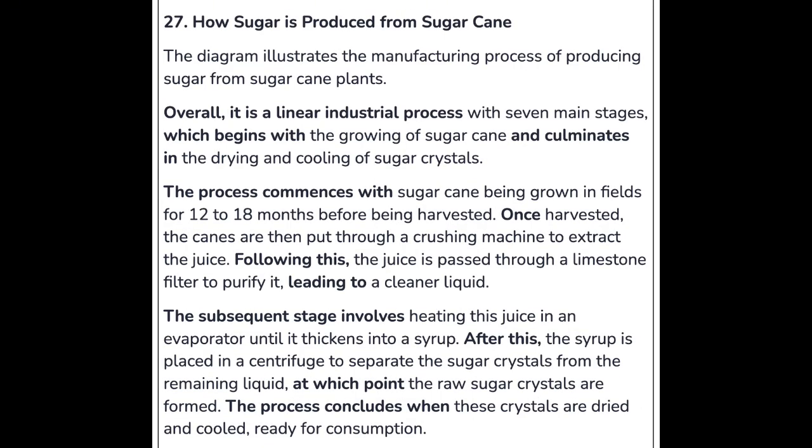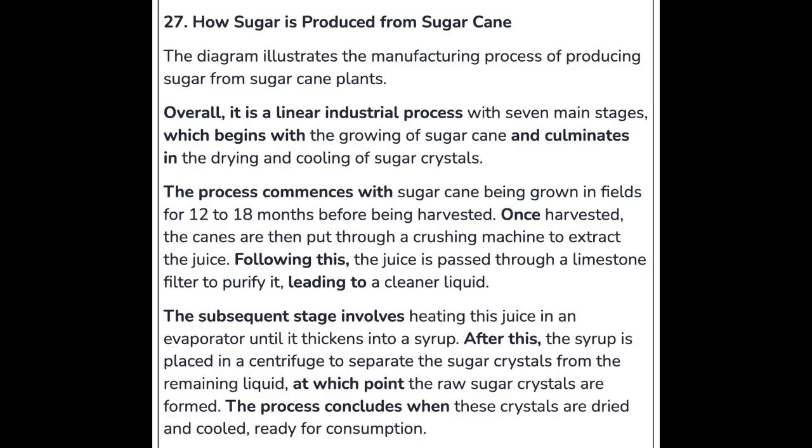27. How sugar is produced from sugar cane. The diagram illustrates the manufacturing process of producing sugar from sugar cane plants. Overall, it is a linear industrial process with 7 main stages, which begins with the growing of sugar cane and culminates in the drying and cooling of sugar crystals.